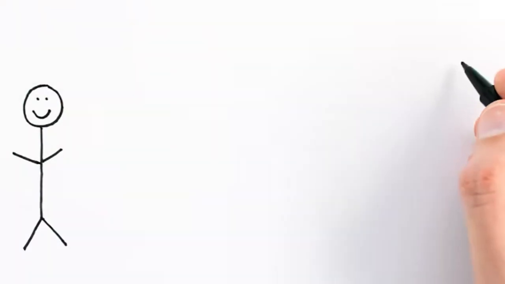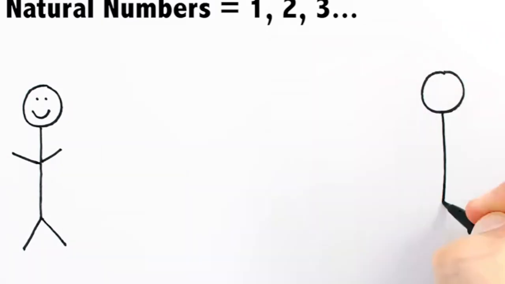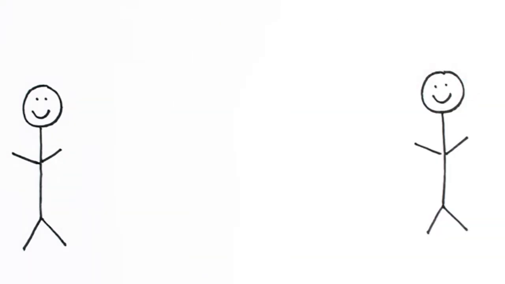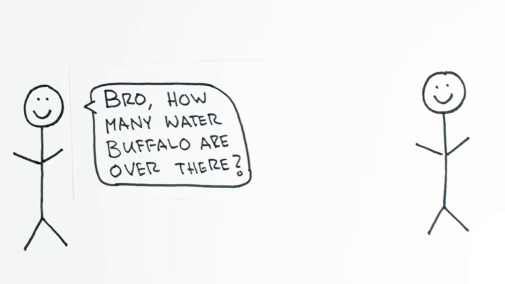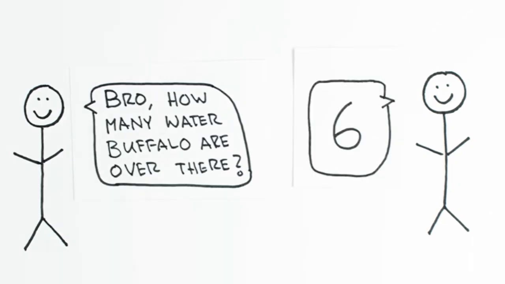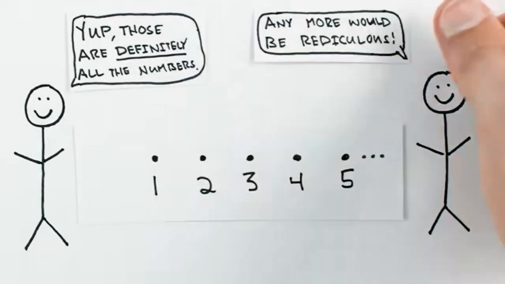Early humans really only had use for the natural numbers, that is 1, 2, 3, and so on. This makes sense because of how numbers were used. So to early humans, the number line would have just been a series of dots.